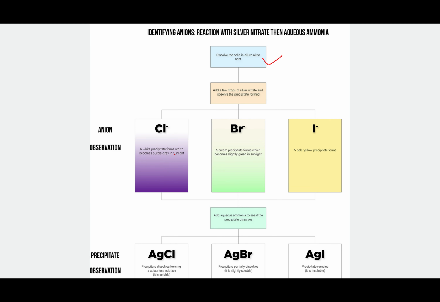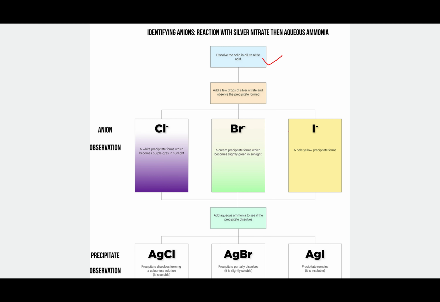The sunlight would actually change the color of the precipitate to a purplish gray for chloride. With bromide, we're going to have a cream precipitate being formed, which turns slightly green in sunlight. And for iodide, we're just going to have a pale yellow precipitate being formed. And this is when we react our halides with silver nitrate. So react with silver nitrate, that's what happens.